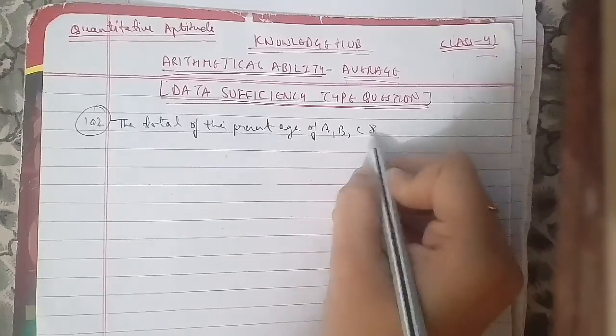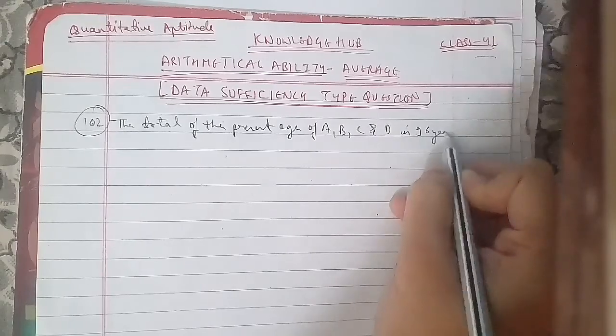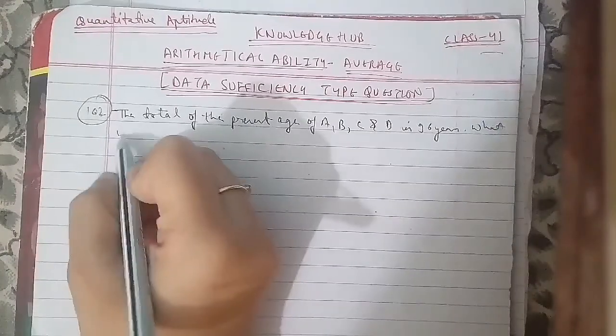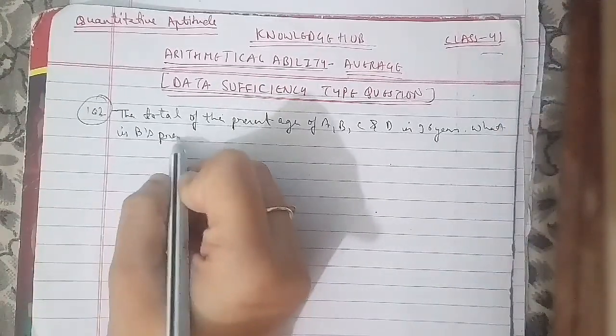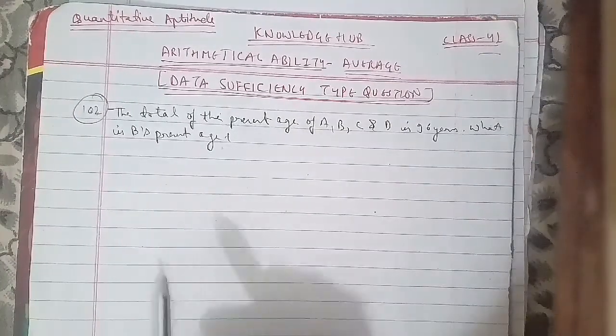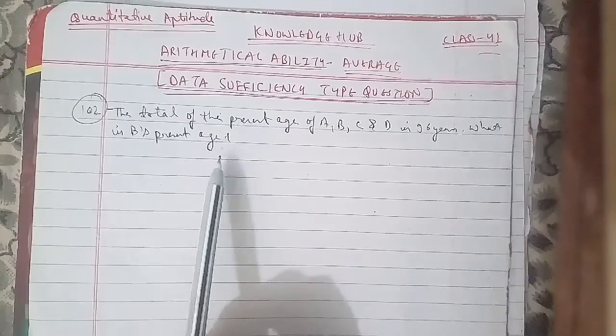The statements have been given. The first statement: the average age of A, B, D is 20 years. The second statement: the average age of C and D is 25 years. So they told you the average age of A, B, D is 20 years, and the average age of C and D is 25 years.